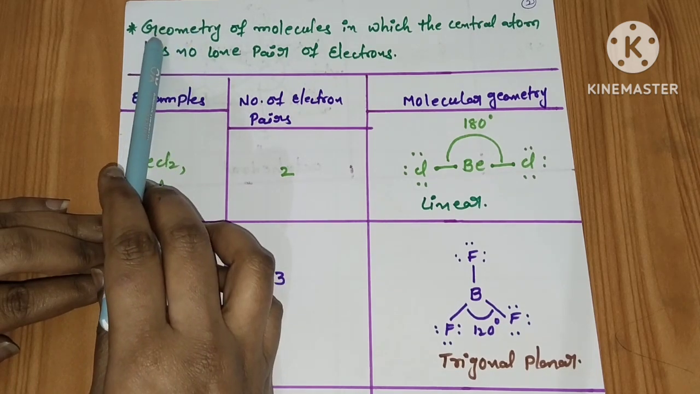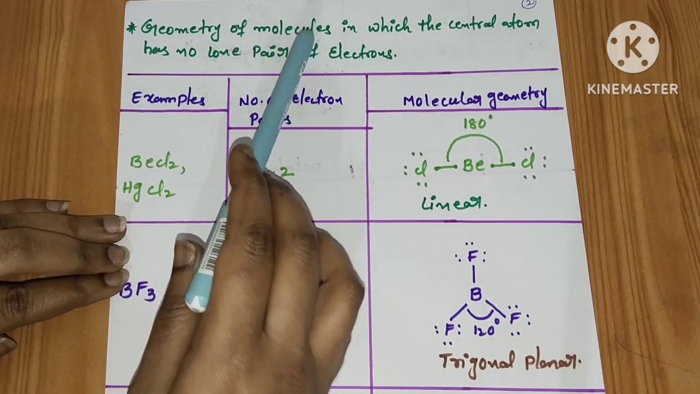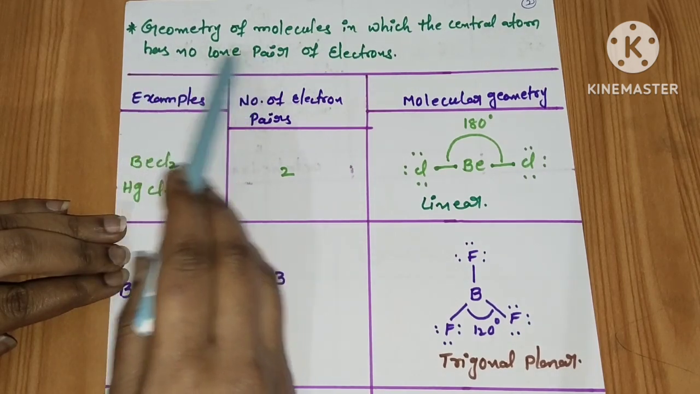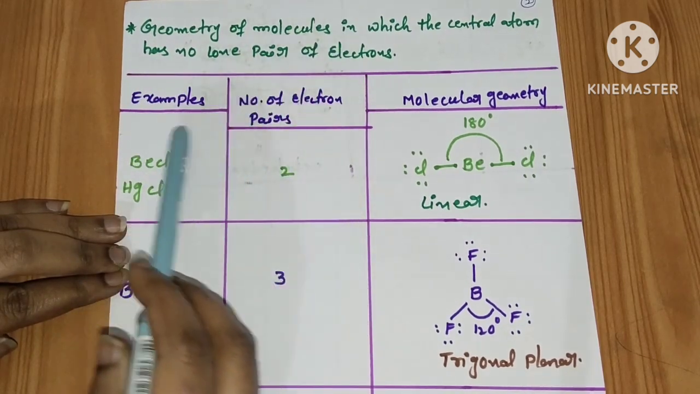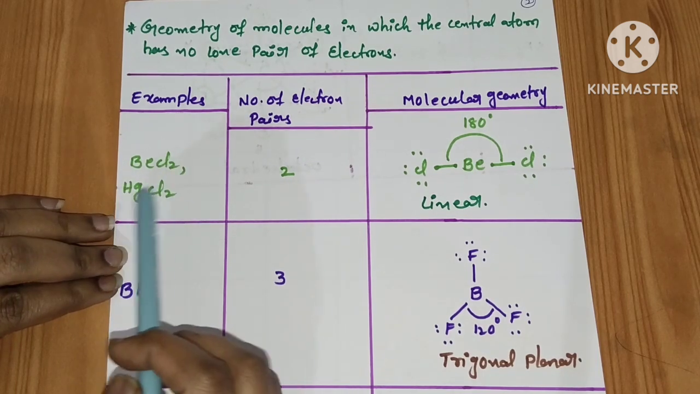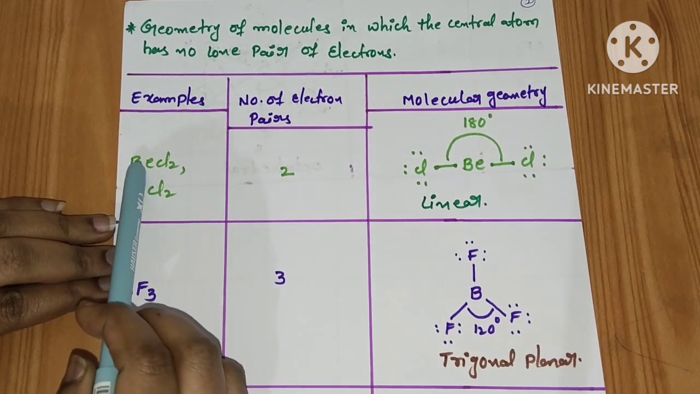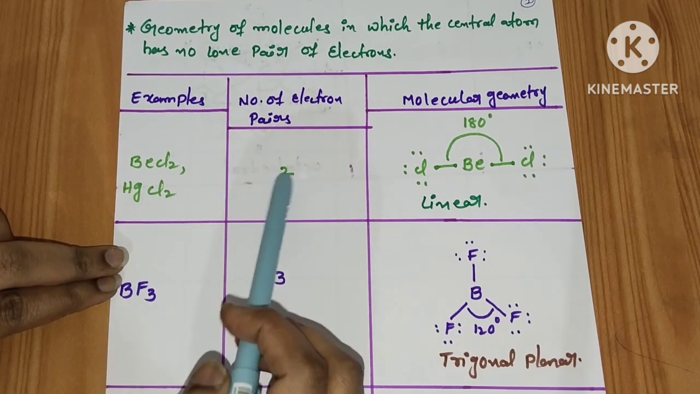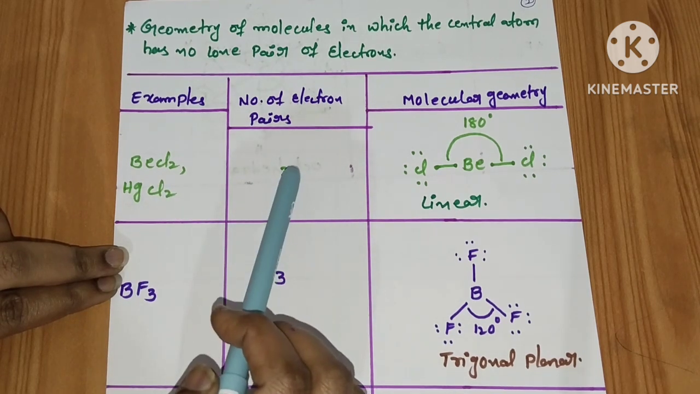Let's see the geometry of molecules in which the central atom has no lone pair of electrons. For example, BeCl2, HgCl2. Here beryllium and mercury are central atoms with 2 valence electrons each.